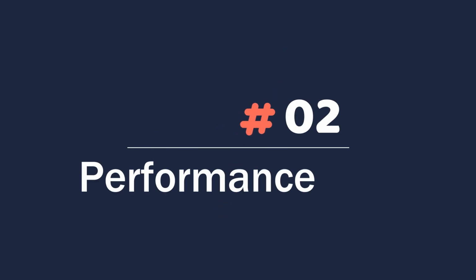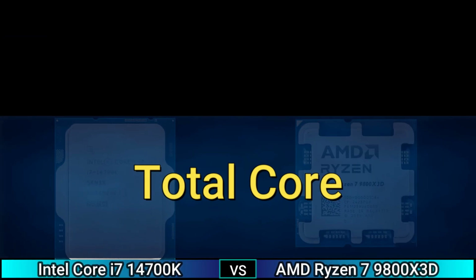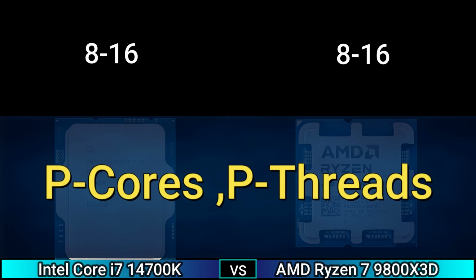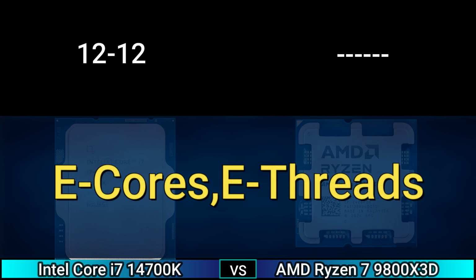Next, performance. Total cores: 20 and 8. Total threads: 28 and 16. Performance cores and performance threads: 8 and 16. Efficiency cores and efficiency threads: 12.